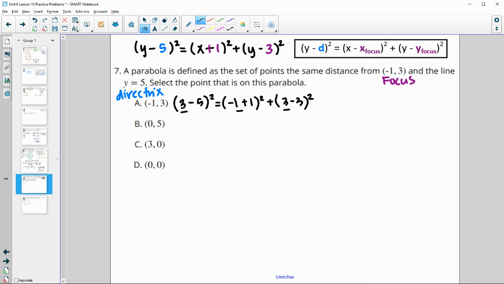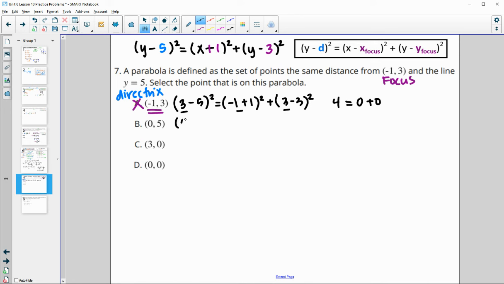And then simplifying. So 3 minus 5 is -2. And then negative 2 squared is 4. Negative 1 plus 1 is 0. Squared is 0. 3 minus 3 is 0. Squared is 0. And you can see that this is the exact same point as the focus. So it's not going to be away from the directrix. It's the exact same point. So you could have just not plugged that one in.